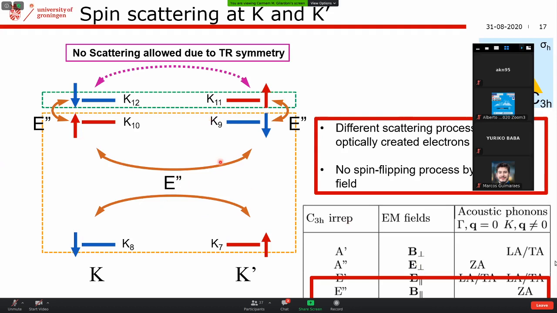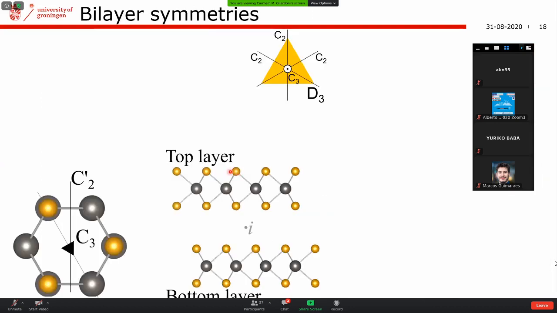So they should be quite robust with respect to the presence of local electric fields. Now, what happens when we look at the bilayer? Strictly speaking, the main difference in symmetry between a bilayer and a monolayer is that the bilayer has this inversion point over here. And that would mean that we cannot observe any spin valley coupling for bilayers.